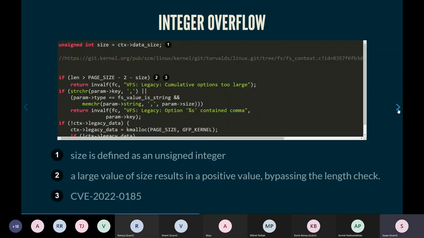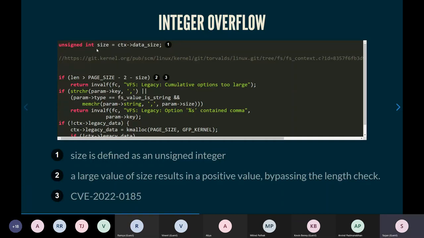Another interesting problem, integer overflow. This piece of code is from the Linux kernel. You can find the link here. And this bug was found in January, just last month. With this bug, an attacker can inject code into the kernel and get it executed without the necessary privileges. How does it happen?